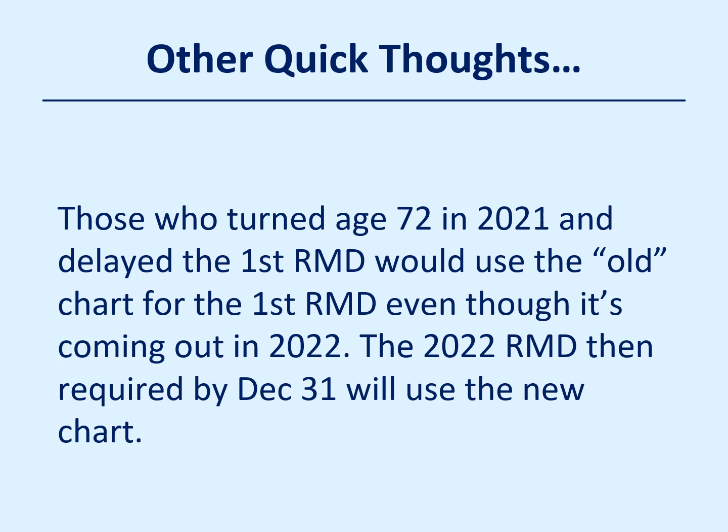So I already mentioned, but I'll say it again, those who turned age 72 in 2021 and delayed that first RMD, remember again, use the old chart from the slide I had several slides ago for that first RMD, even though it's coming out in 2022. The new 2022 RMD chart would be used by December 31st for this year's distribution.